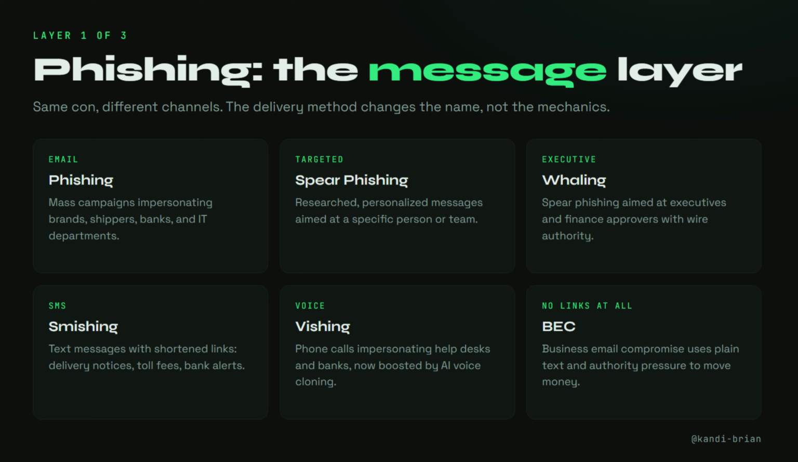Then the channels multiply. Smishing arrives by text message, usually a shortened link about a package or an unpaid toll. Vishing is the phone call, and AI voice cloning has made those calls dramatically more convincing. And notice the last one, business email compromise often contains no link and no attachment at all. Just plain text, authority, and urgency. "I'm in a meeting. I need this invoice paid today." The absence of a payload is exactly why it slips past filters.